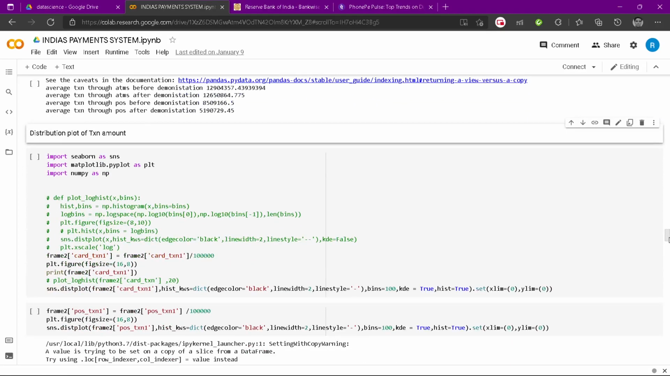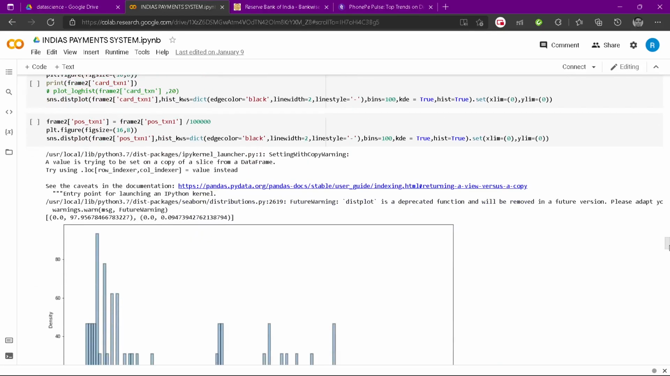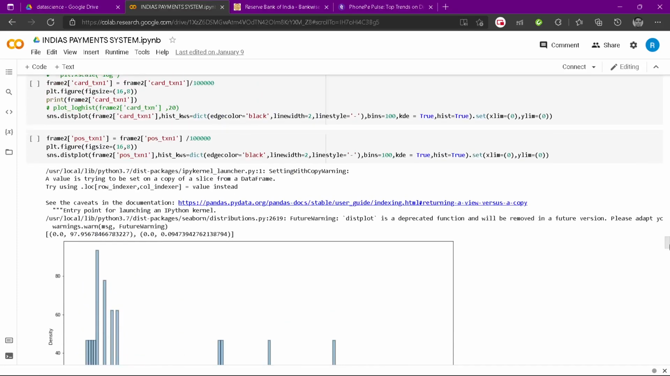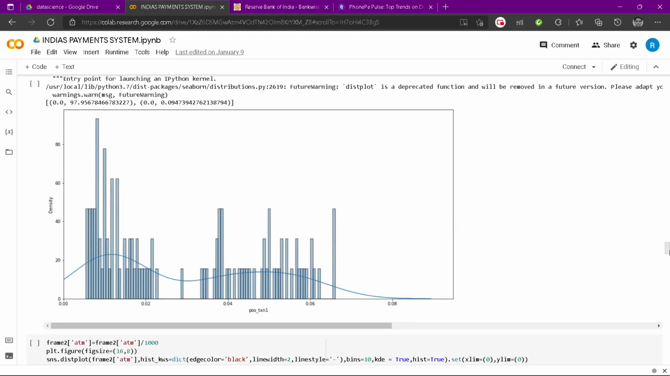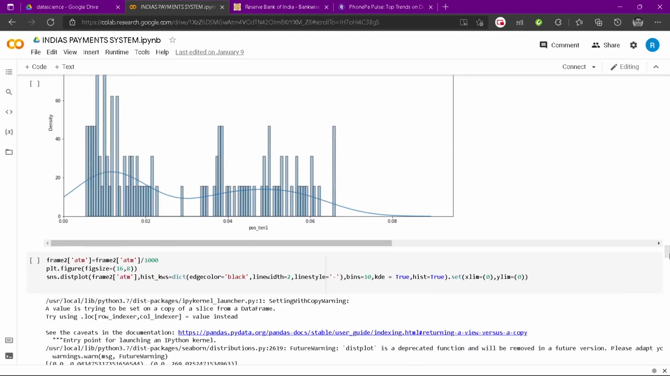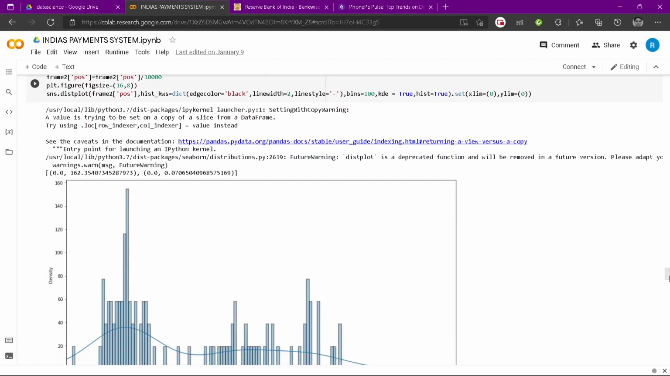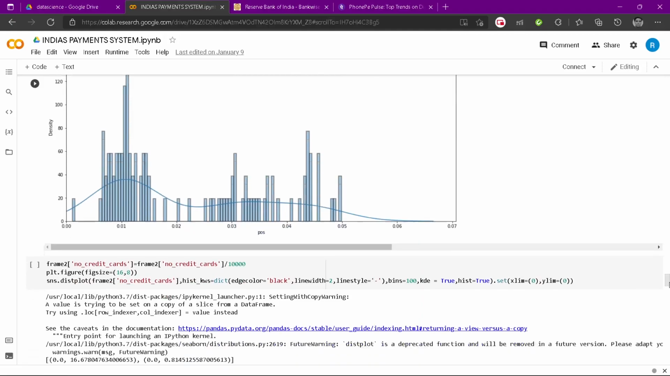So we will try to see the distribution plot of the volumes of the amounts. After plotting the distribution of all the volumes of cards, ATM and POS, we found a common distribution, which is the bimodal distribution. All the data have bimodal properties.